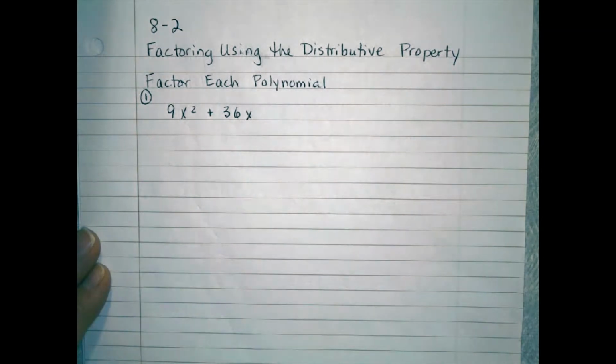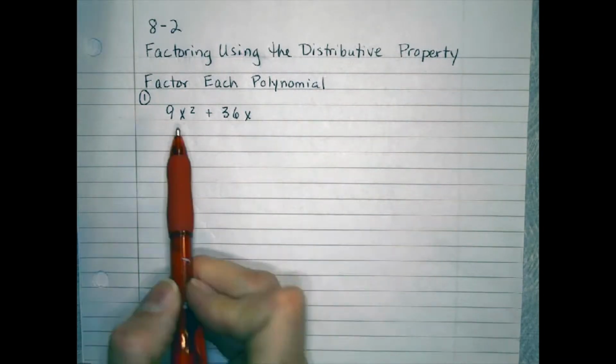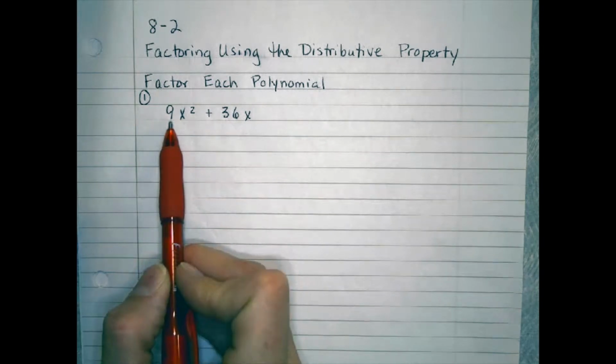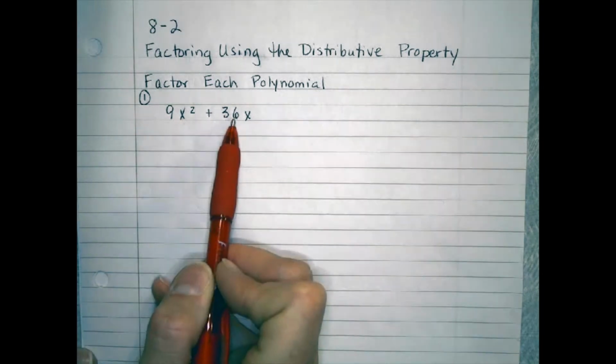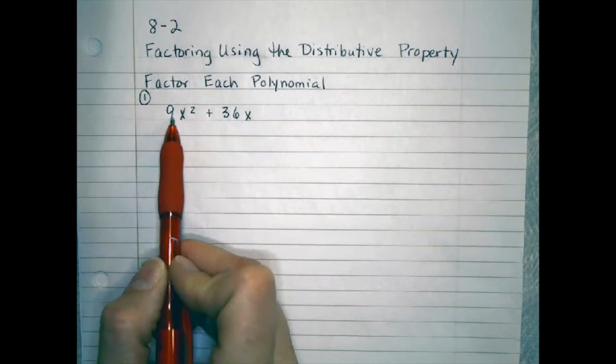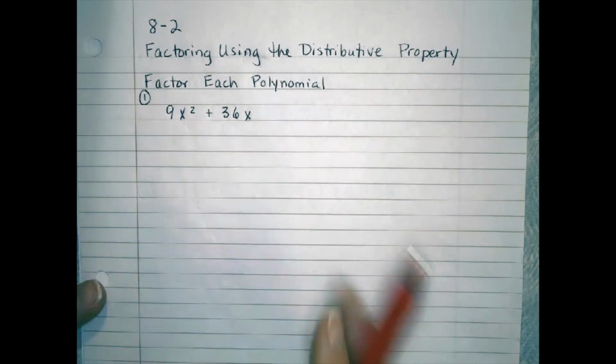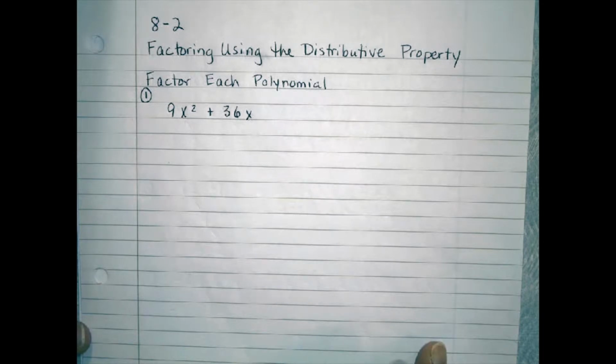In order to figure this out, I want to look at these two terms and consider what they have in common. 9 goes into itself, of course, but 9 also goes into 36. And they both have 1x in common. Even though 9x squared has 2 x's, the 36x has only 1. Therefore, I can only factor out the x once.